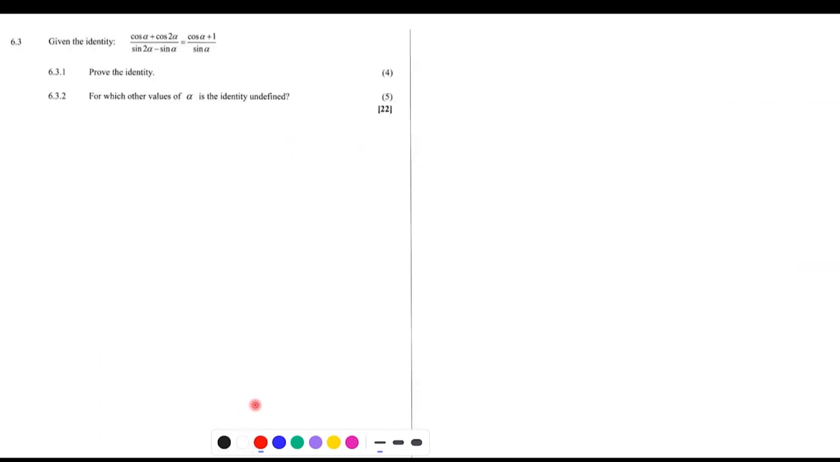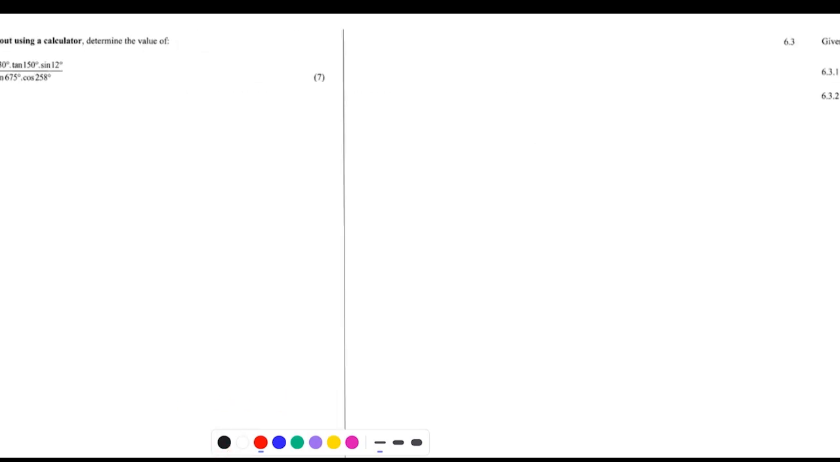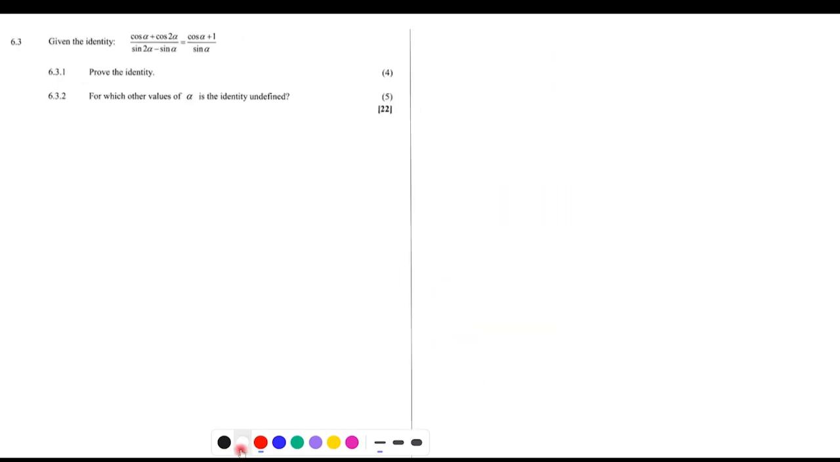All right, now let's look at the last part, which is 6.3, which is basically the identities, right? Here it says we're given the identity and they want us to prove the identity. The first thing, to prove an identity, the way it works is we first need to look at the side that needs to be simplified. In this case, as you can see, it is the left hand side. The idea here is that when I'm simplifying this left hand side, my final answer should be the same as the right hand side, right? Now what happens if you don't get that?